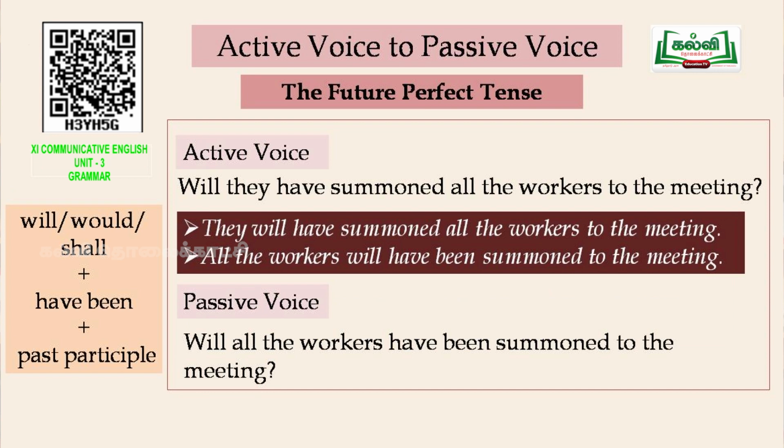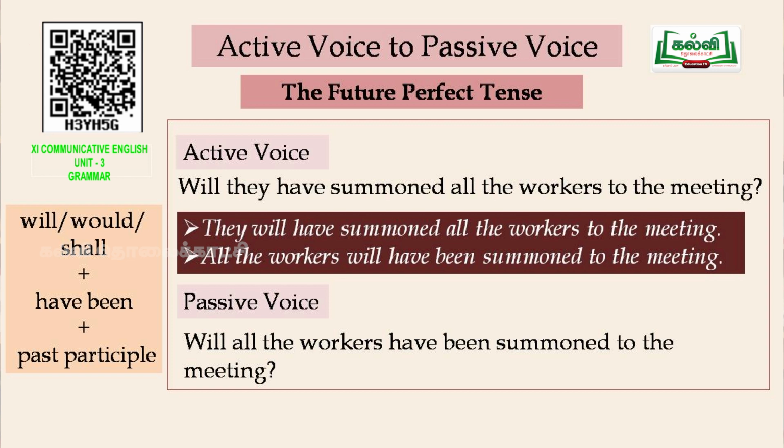Number 2, it's an interrogative sentence. Will they summon all the workers to the meeting? So I convert it into a statement. They will summon all the workers to the meeting. They will summon whom? All the workers. That is my object. So that becomes a subject in the passive form. So all the workers, then verb will summon changes to will be summoned. So all the workers.